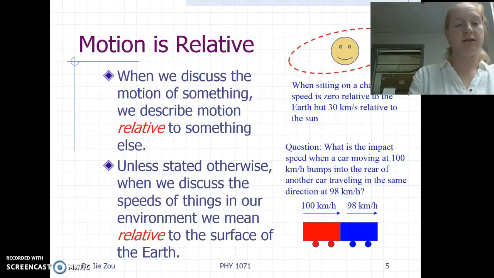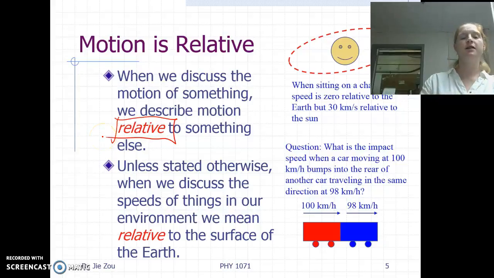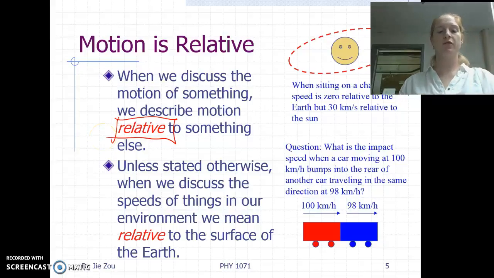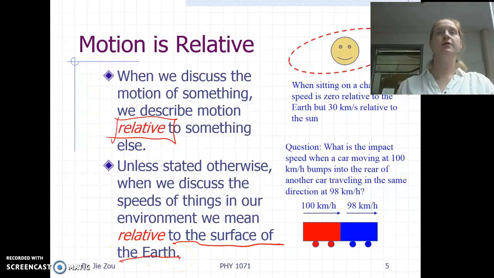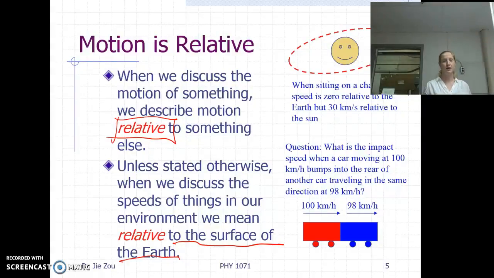Important vocab that we've been talking about: from this point forward, when we discuss motion, we're considering it relative to the surface of the earth. Motion is always relative. It totally just depends on what you're comparing it to. If you see me running, right now you're comparing me running or moving. So you see me in this little picture up on the upper side. You see me moving. How can you tell? Well, compared to the wall behind me, I'm getting closer and farther. So that's what it's relative to.